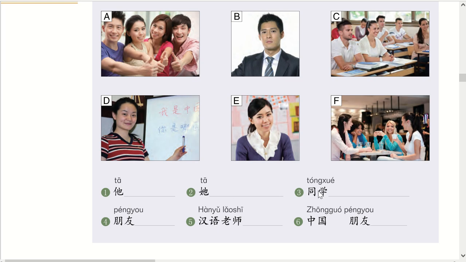同学 means classmates. The third one answer is C. After that, 朋友 means friends. The fourth activity answer is F. Fifth one is 汉语老师, Chinese teacher. The answer is D. And the last one is 中国朋友, Chinese friends. They all are Chinese, so the sixth one answer is A. There is B, E, C, F, D and A.